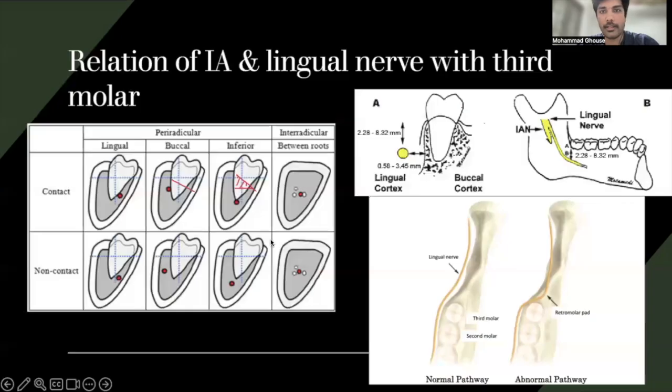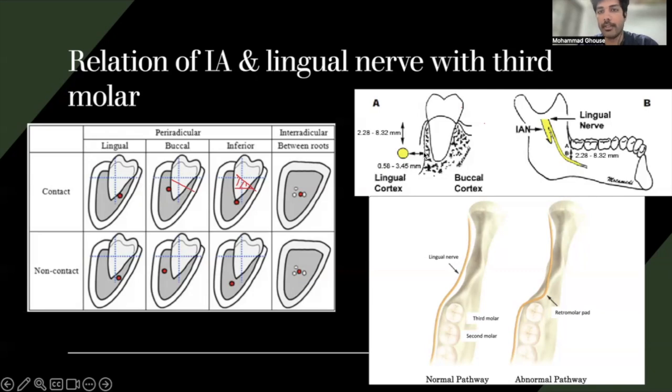So coming to the surgical anatomy of inferior alveolar nerve and lingual nerve. In this diagram on the left, we can see that the inferior alveolar nerve can either be lingual, as seen in this diagram, buccal, or inferior. But most commonly, it is on the buccal aspect of the mandible. And the other variations include it can travel either between the roots of the third molar or it can be separate from the roots of the third molar.